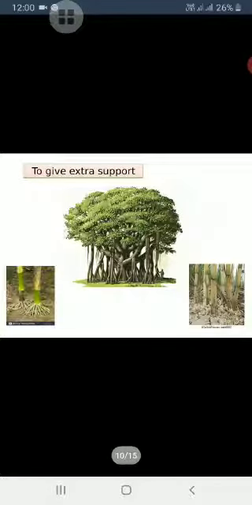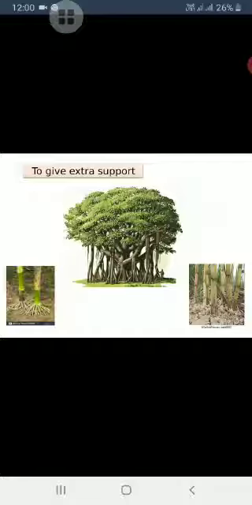Further, roots are also modified to give extra support. How? Now, think about the banyan tree. It has roots that grow down from its branches. As these roots reach the ground, they fix themselves in the soil and give support to the spreading branches of the huge tree. Such roots are known as prop roots. They support the tree just as pillars support a building.